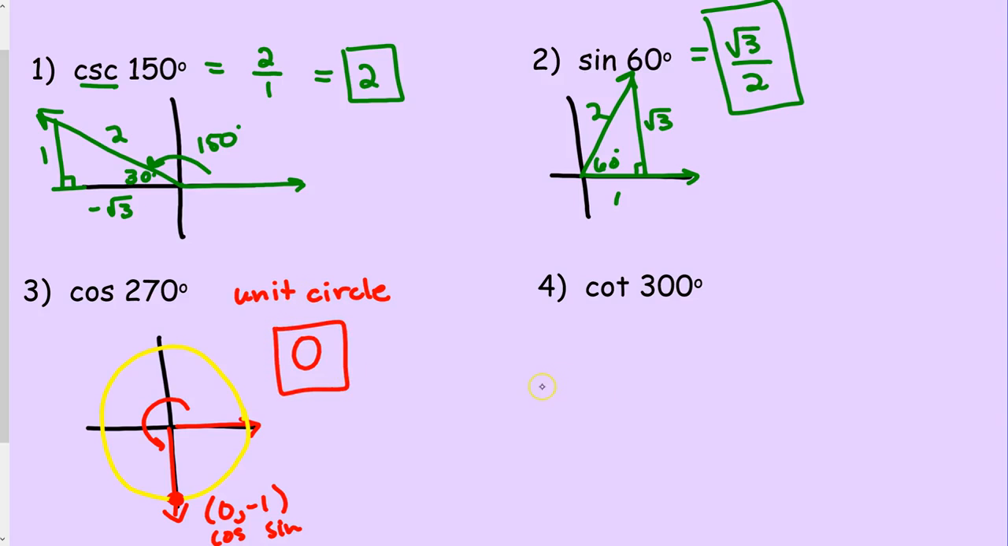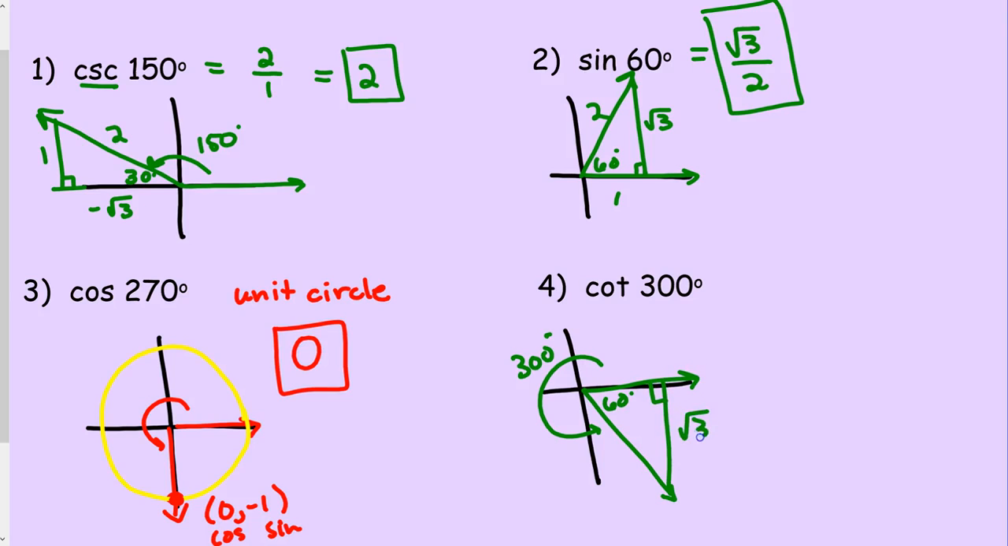And then number 4. Okay, this one's not quadrantal, so we're back to doing reference triangles. To get to 300 degrees, you would start here, go all the way around into quadrant 4. How many degrees do you have left to go to make it around the circle? 60. So this is a 30, 60, 90. Square root 3 goes on the opposite with a negative, 1 on the adjacent, 2 on the hypotenuse.